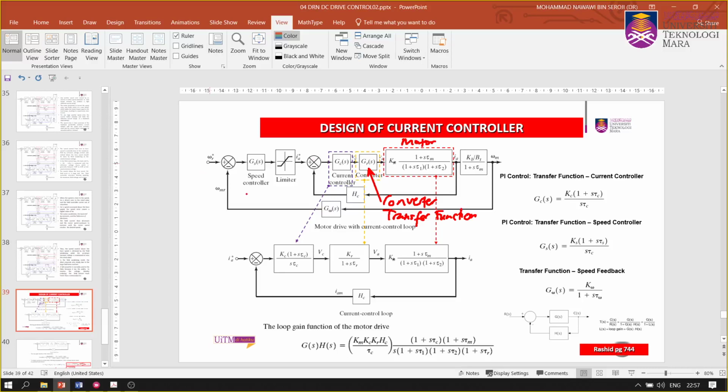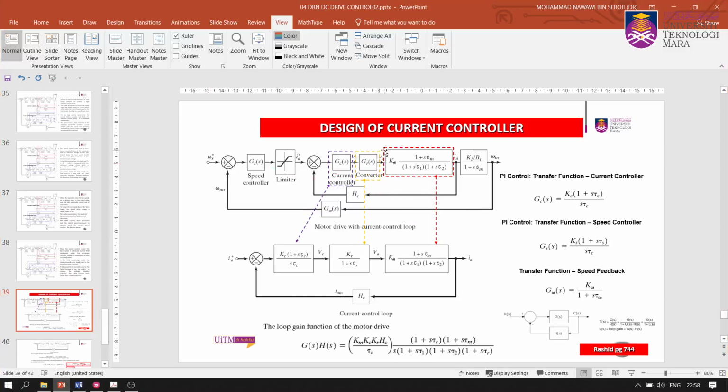Then we have this as a speed controller here, right? So that's a complete closed loop drive. Okay. Right, so PI controllers, let's consider PI control.